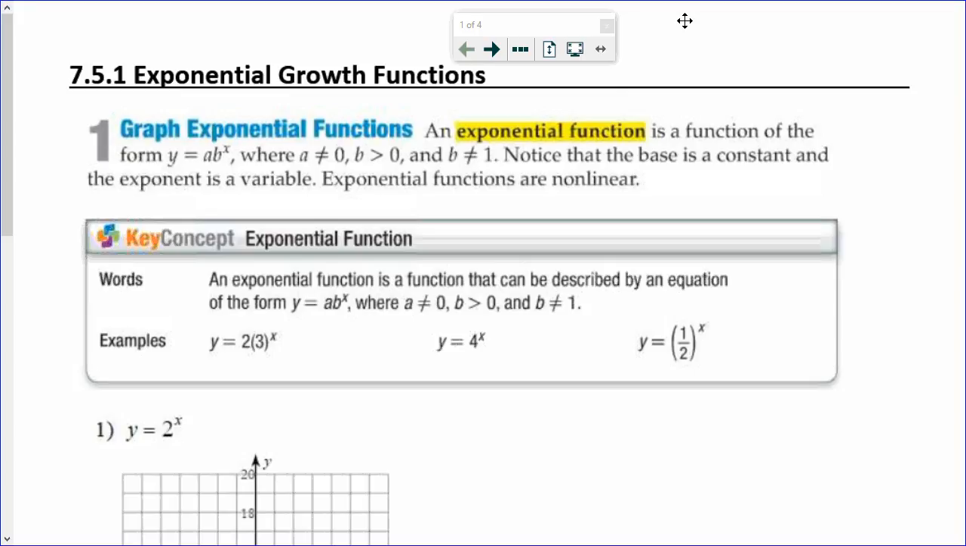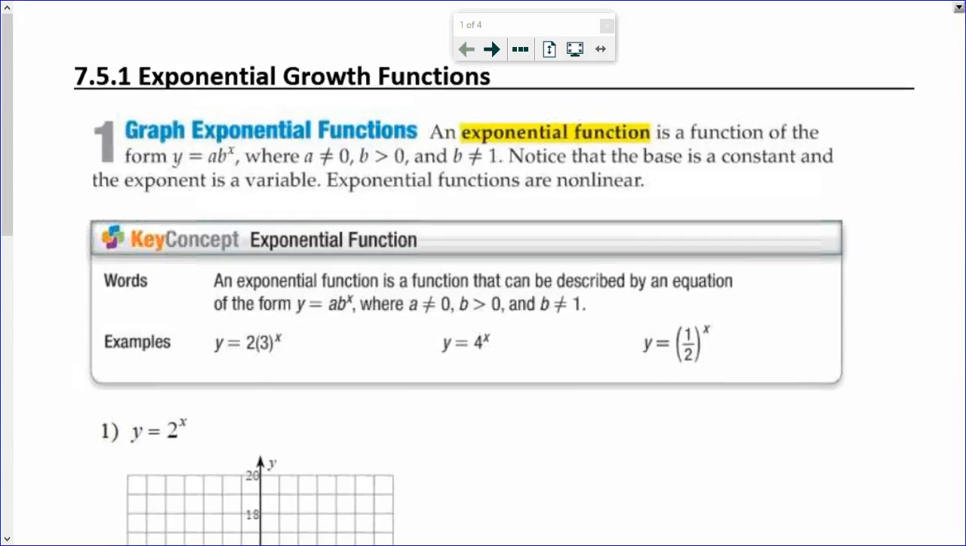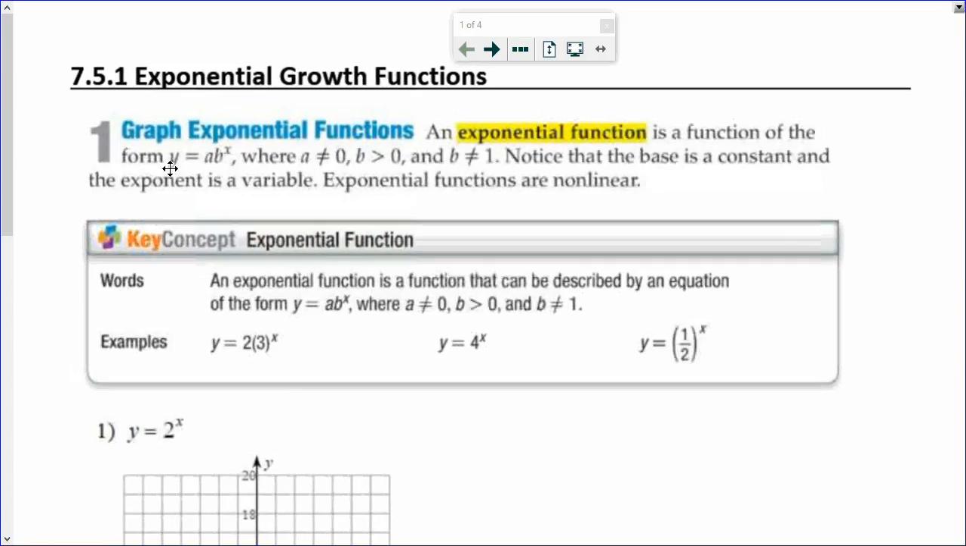And if you read the definition here, it says an exponential function is a function of the form y equals a times b to the x power, where a cannot equal 0, b has to be greater than 0, and b cannot be equal to 1. Notice that the base is a constant, so b in this y equals a times b to the x.